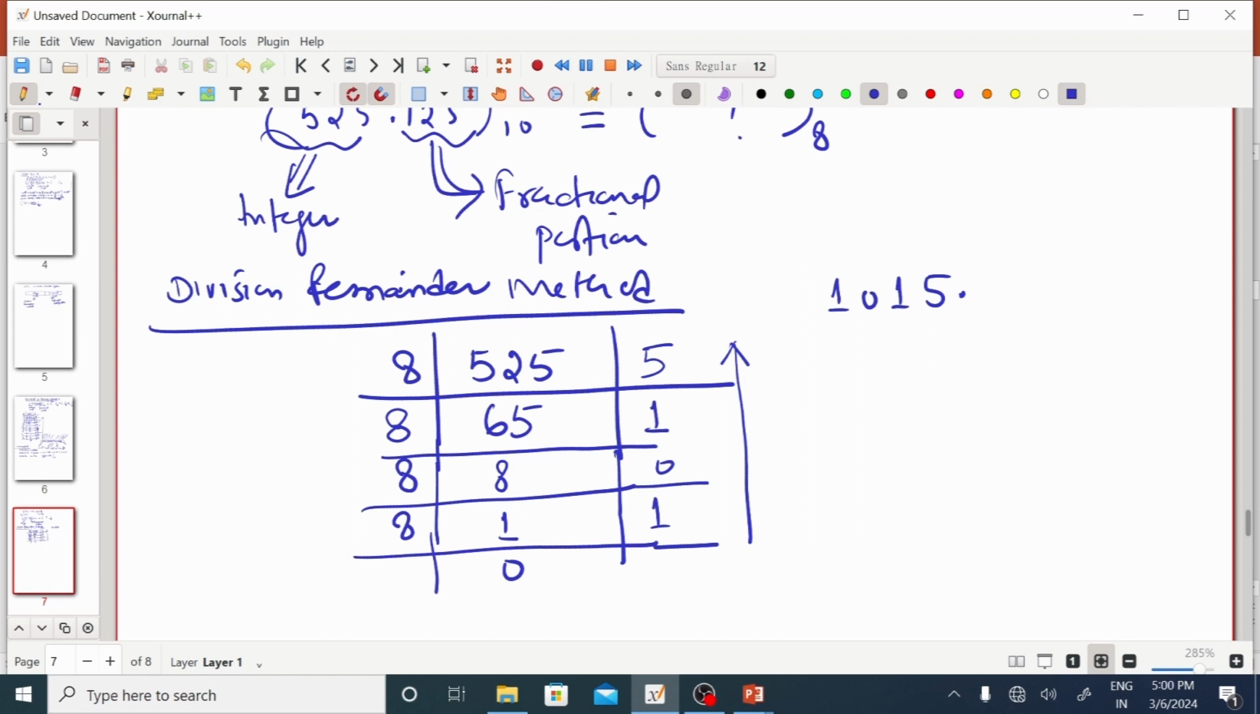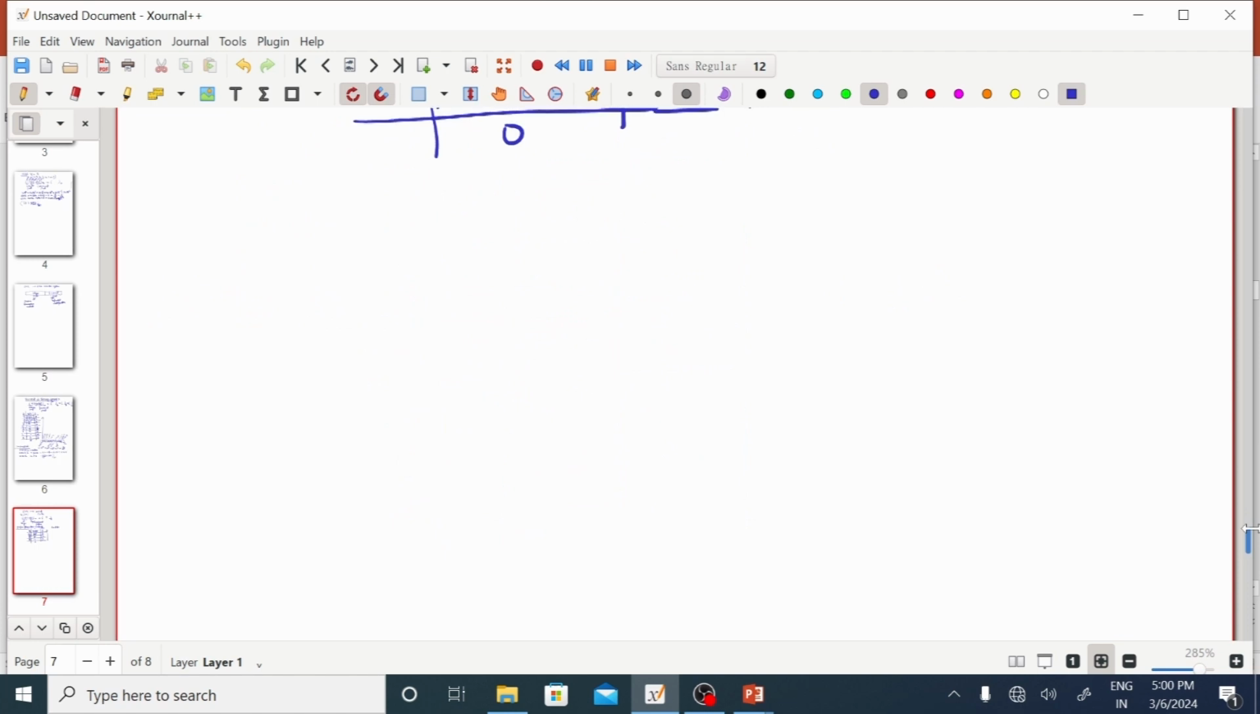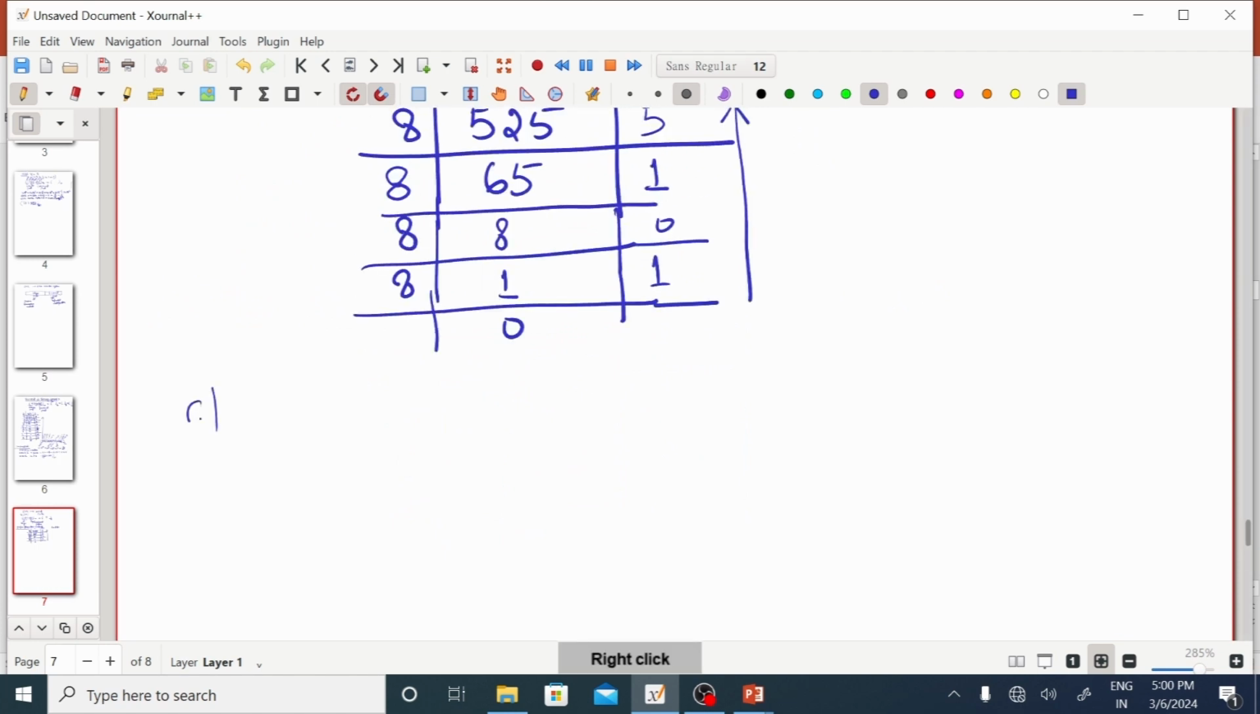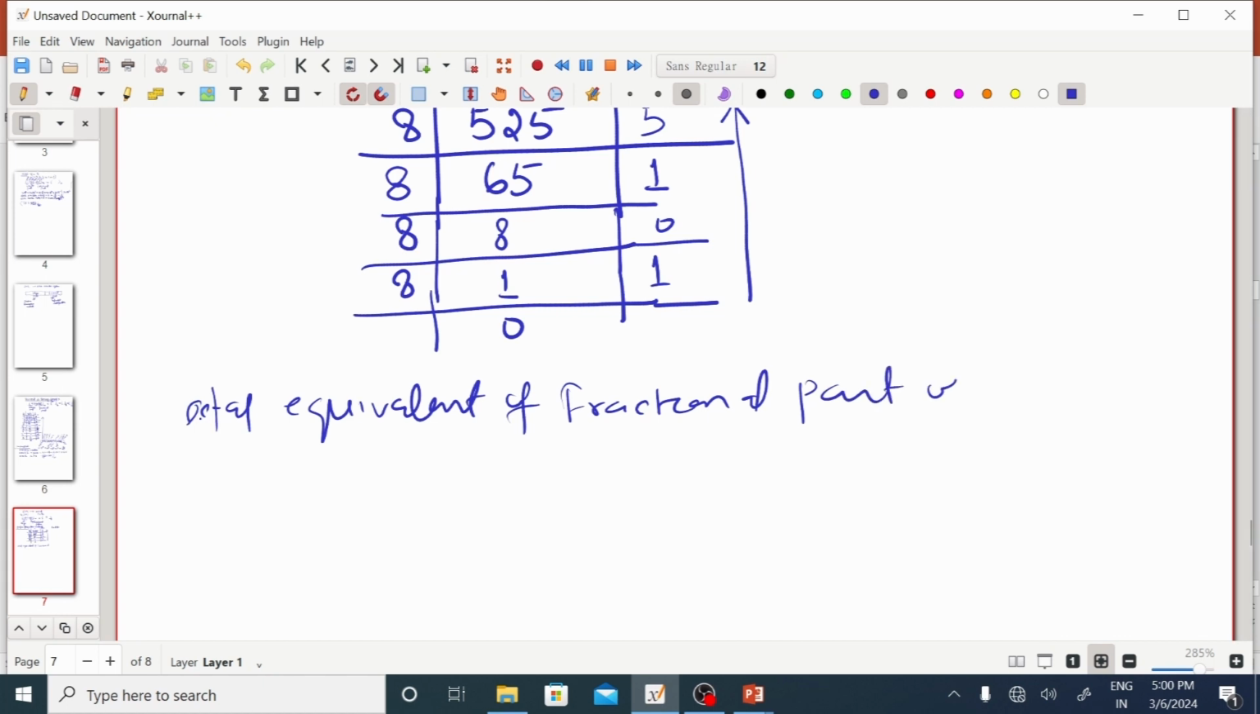Let us obtain the octal equivalent of the fractional part of the given decimal number system. The fractional part is 0.125.